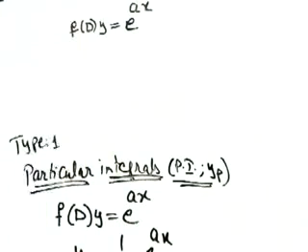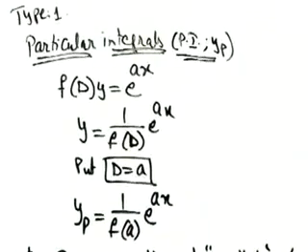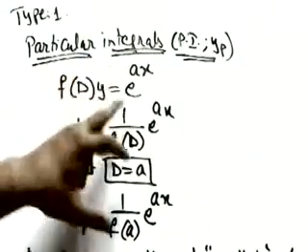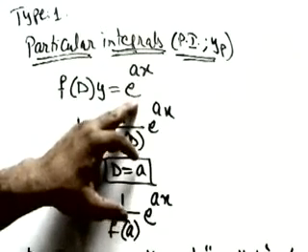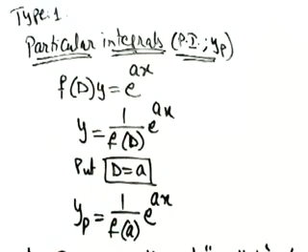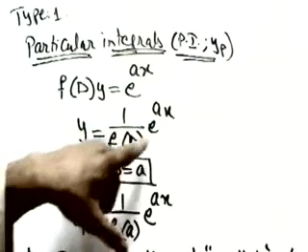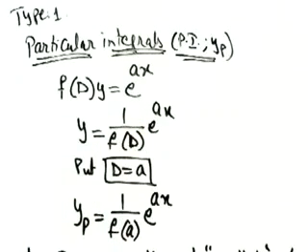What is an exponential function? Suppose e power x. So how do we find the particular integral if the function on the right side is an exponential function? Let me start with type 1. To find particular integrals when we have the exponential function e power x on the right side, you bring this f of D here, so y equals 1 by f of D into e power x.